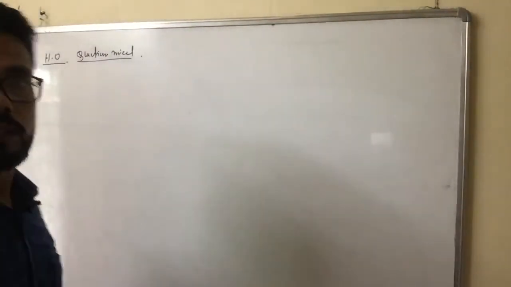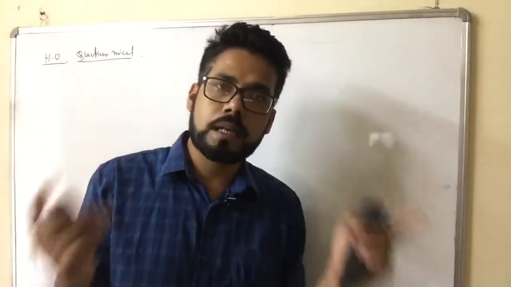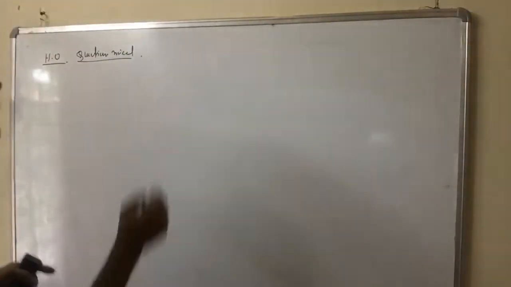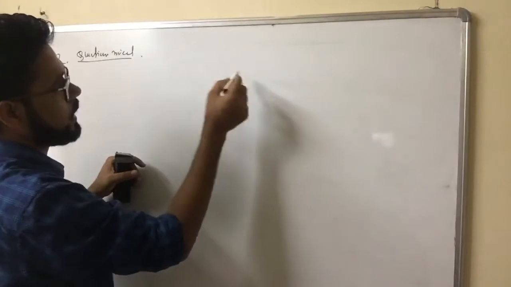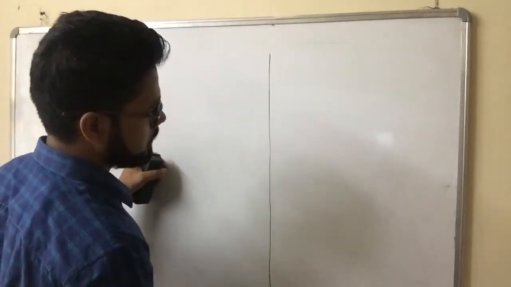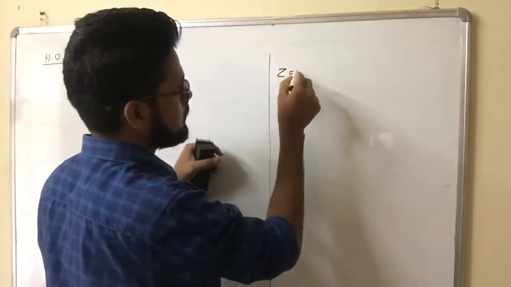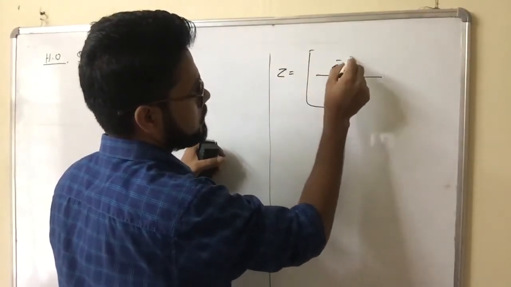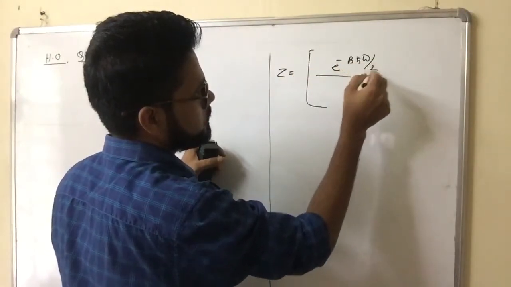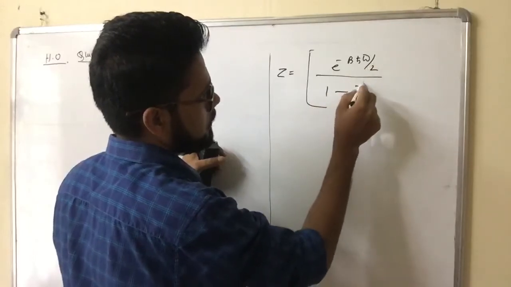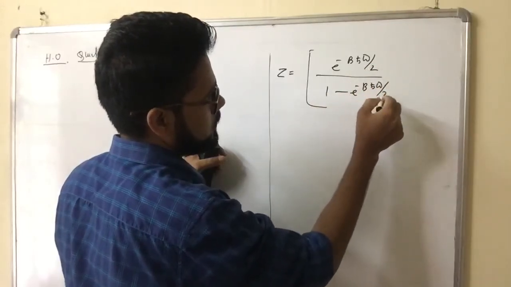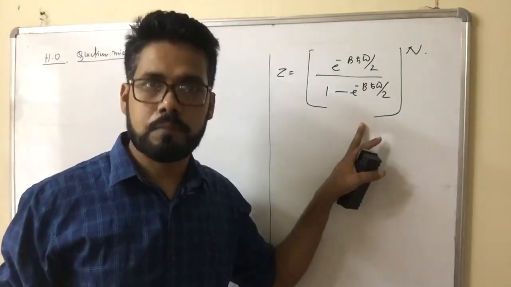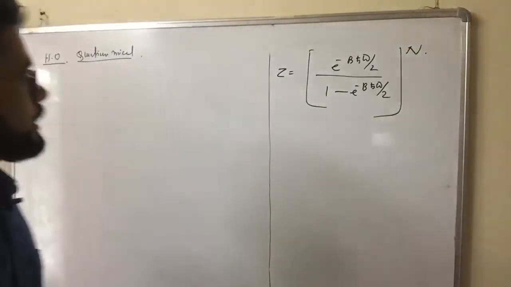Now, in the next question, if the partition function of the system is given, then what is the free energy of the system? Suppose the partition function of a one-dimensional harmonic oscillator is given. For n one-dimensional harmonic oscillators, the partition function is e to the power minus beta h cross omega by 2, divided by 1 minus e to the power minus beta h cross omega, whole to the power n. Clear? So, what is the free energy?